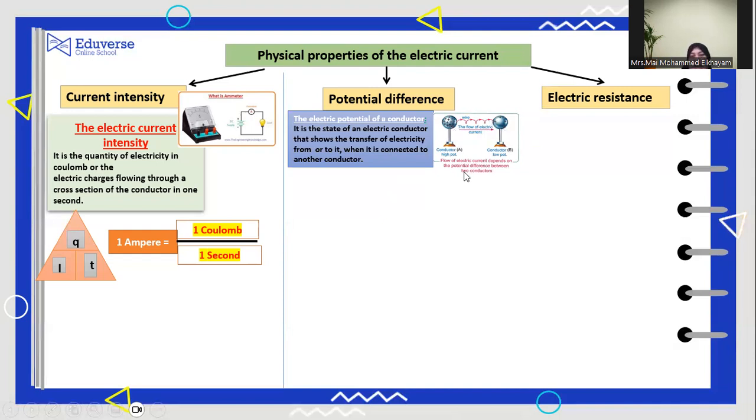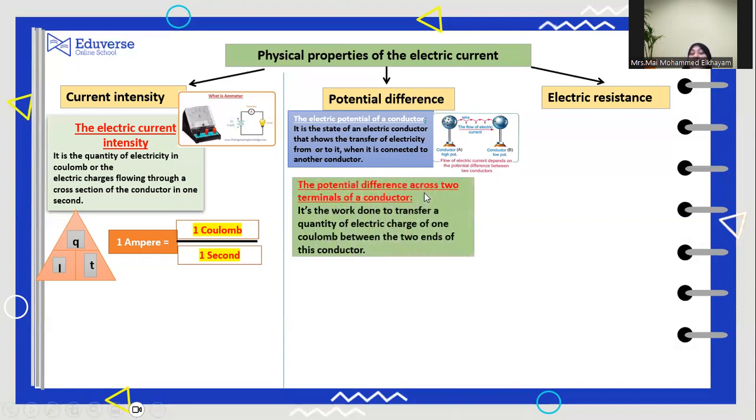Let's now define the electric potential of a conductor. It is the state of an electric conductor. What is the meaning of state? Condition. So what is the condition of this? Is it having more electrons or less than the other? So I have to differentiate between them or compare between them. So it is the state of an electric conductor that shows the transfer of electricity from or to it when it is connected to another conductor. Why when it is connected to another conductor? Just to tell if it has more or less.